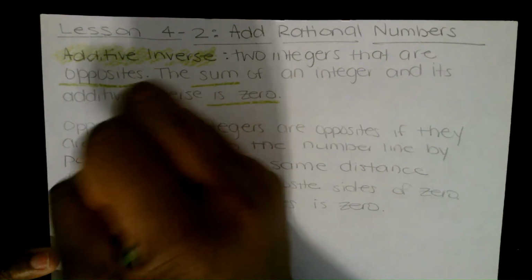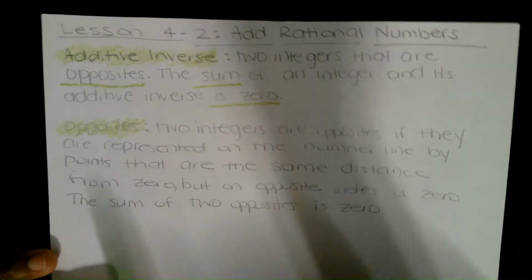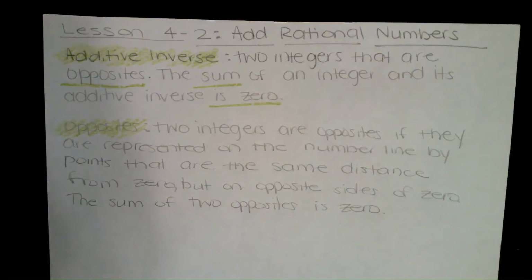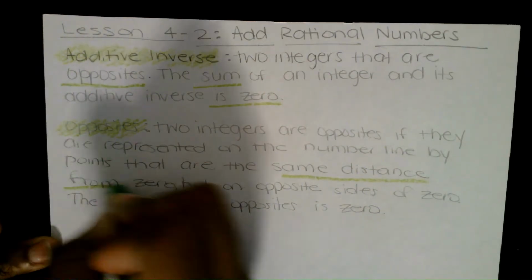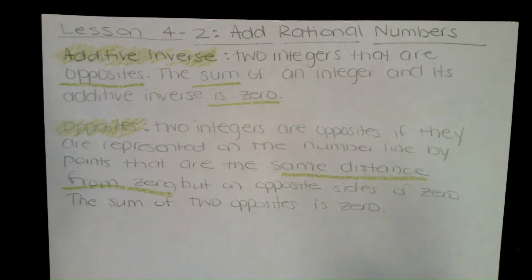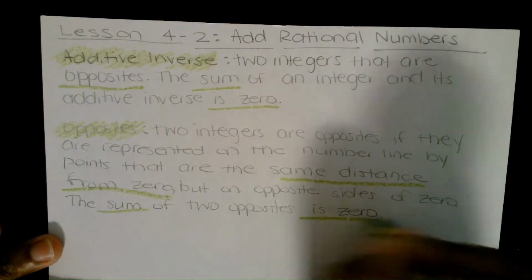Another key vocabulary we're going to use is the word opposite. An opposite is two integers are opposites if they are represented on a number line by points that are the same distance from 0, but on opposite sides of 0. The sum of two opposites is 0.